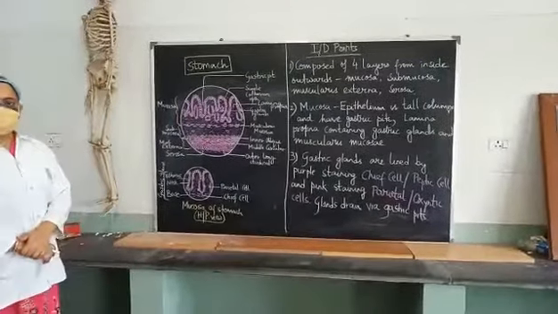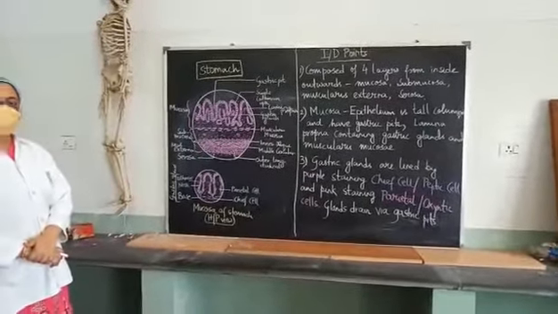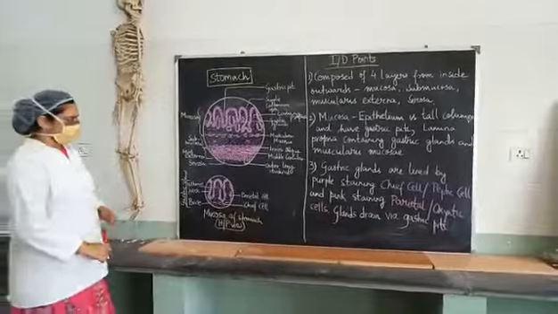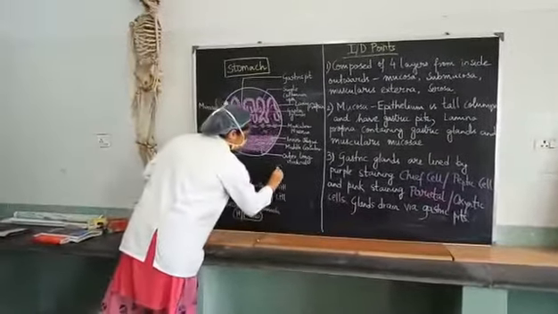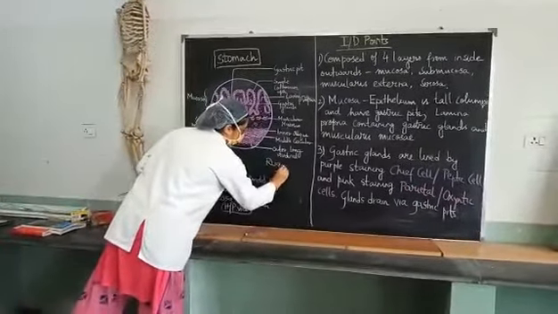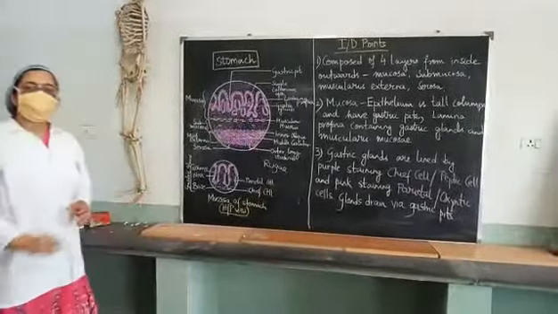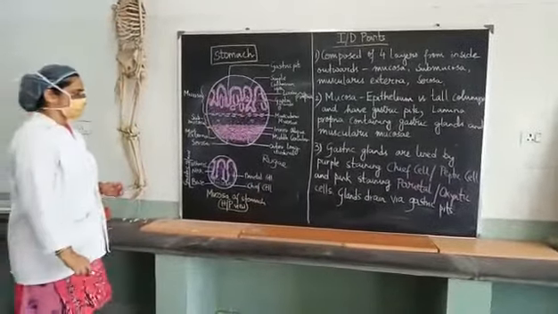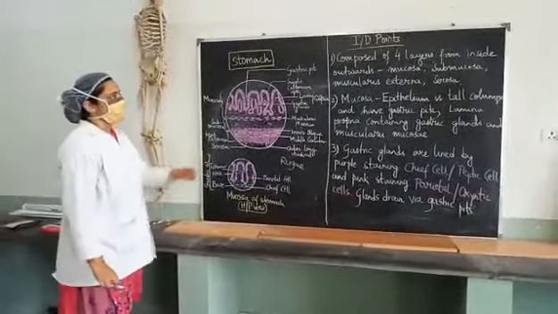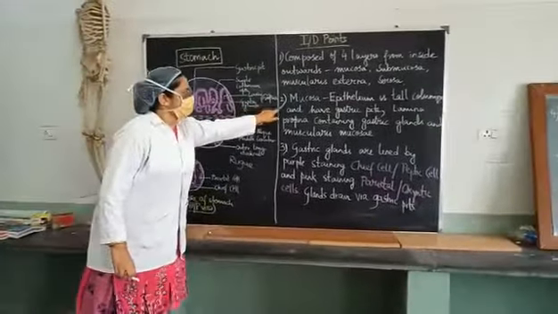Now this mucosa is thrown into a number of temporary folds. These are known as rugae, and these folds disappear when the stomach is distended. Now first come to the mucosa.